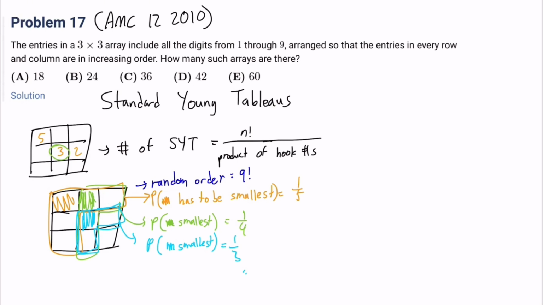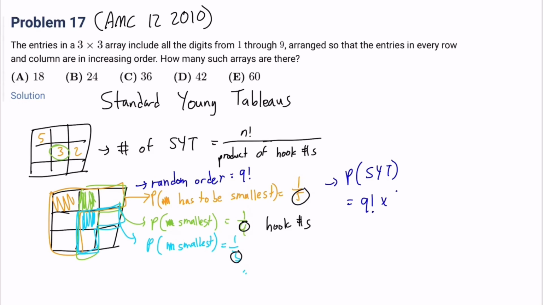And so if you notice, these numbers are the hook numbers for each cell, because that is literally the number of cells in it and on its down, right? So these are all hook numbers. And so now we get that the probability for this to be a standard Young tableau is going to be equal to the random order, 9 factorial, multiplied by all of these multiplied together.